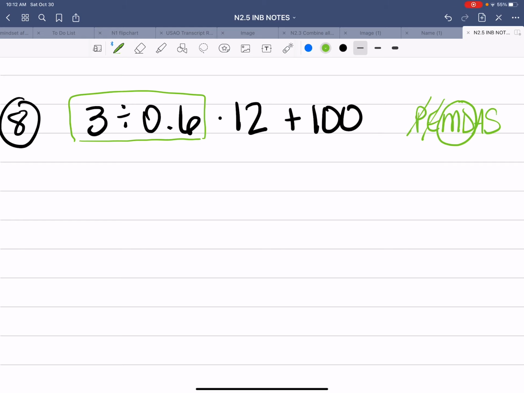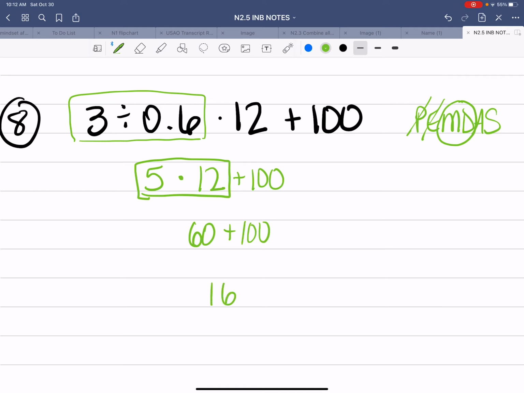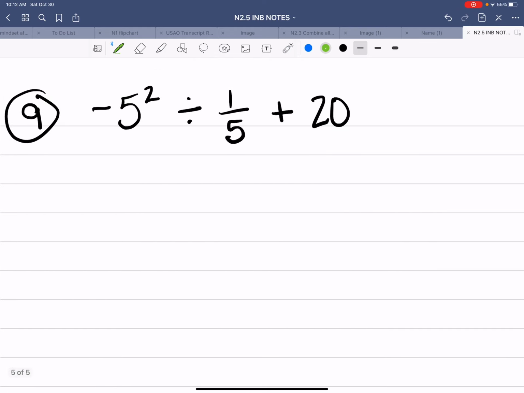This is important. Do not multiply first. You do whatever comes first, left or right, and division is coming first. So use that calculator and say 3 divided by 0.6, and you're going to get a whole number 5. That dot means multiply. So now we can multiply and get 60 plus 100. So we get 160. So this one was really very straightforward and fast. I like it. And last problem, number 9.